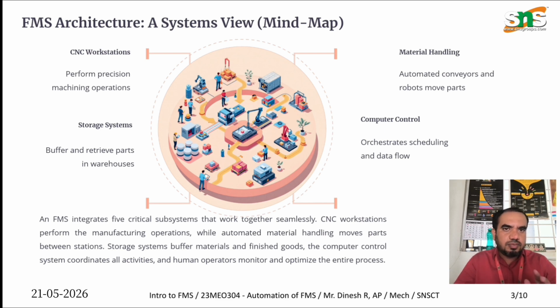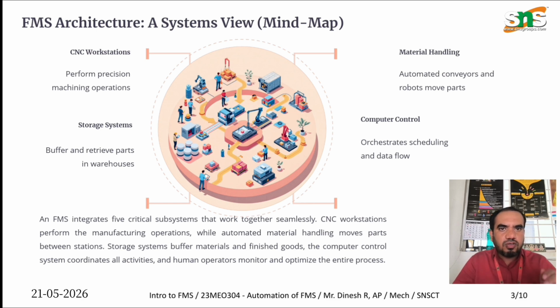As you see in this picture, the FMS can be mainly classified into four parts. In the definition also we have seen that FMS is an integration of four things, and that is explained in this picture too. The first is the workstation, a place where precision machining operations are performed. So the first part is the CNC workstation, where the machining operation takes place.